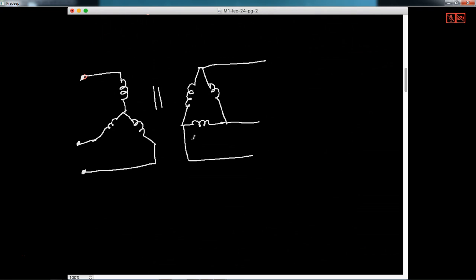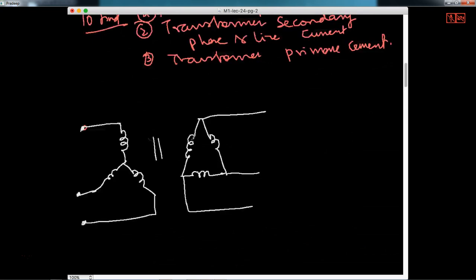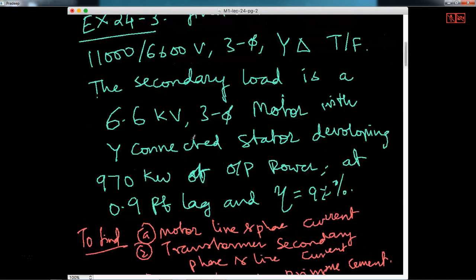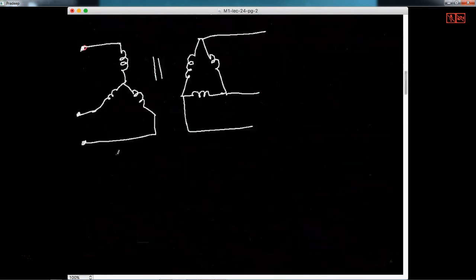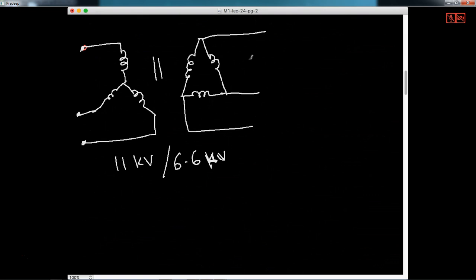So what are the ratings? 11,000 by 6600 volts, or 11 kV by 6.6 kV, is the voltage transformation. Again, this is line voltage and this is line voltage. That means the voltage here will be 11 kV and the voltage here will be 6.6 kV.